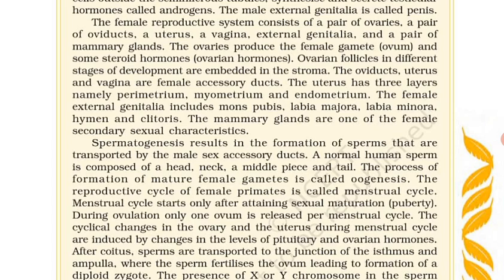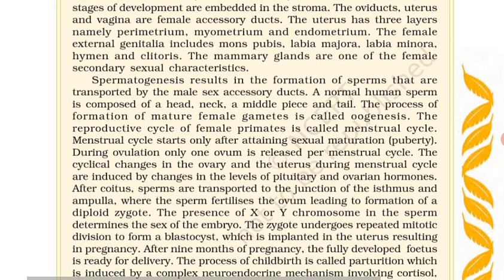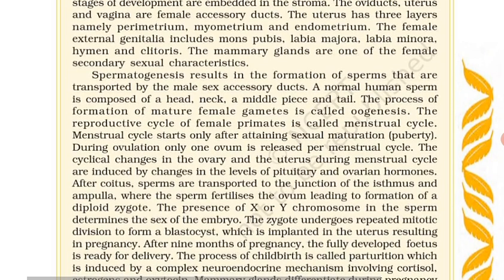The oviducts, uterus and vagina are female accessory ducts. Which ones come in accessory ducts? Oviduct, uterus and vagina. The uterus has 3 layers, namely perimetrium, myometrium and endometrium.